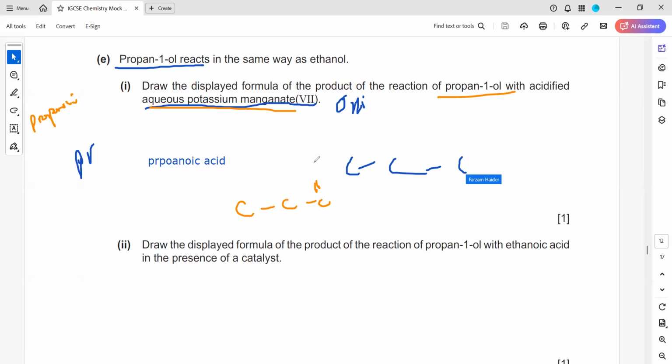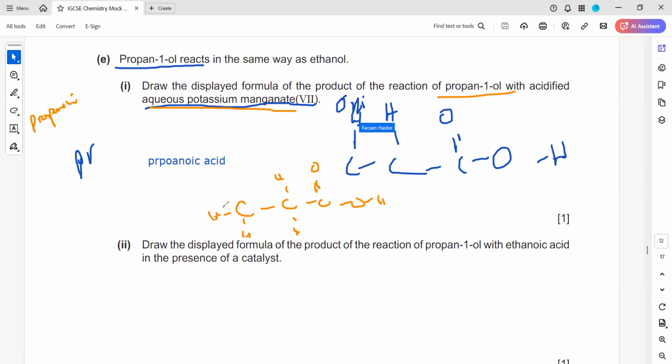For a saturated compound, we have to mention carbon-carbon single bond. When they ask about a double bond, say carbon-carbon double bond for unsaturated. When they say saturated, use only single bonds throughout the structure. Saturated compounds have only single bonds.